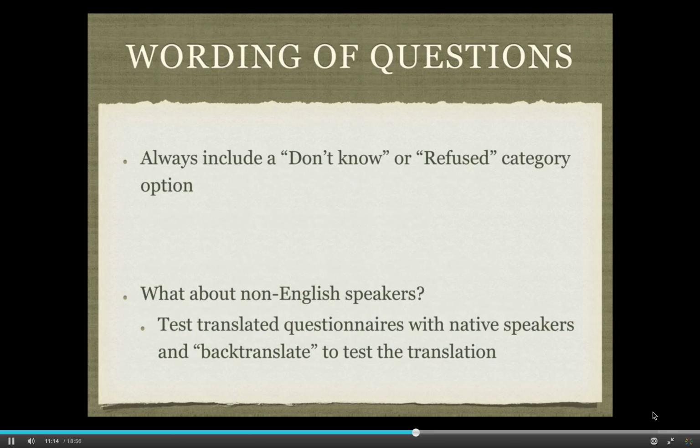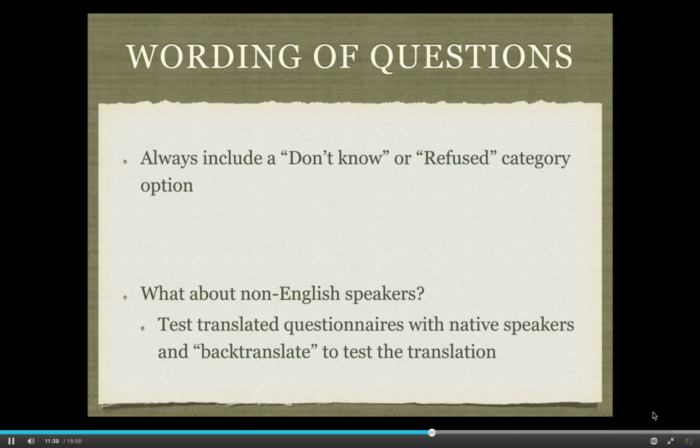Always include a don't know or a refuse category option because, as I've said before, an individual may not know or not remember, cannot recall the specific response, or might outrightly choose not to answer the question that you're asking, particularly if it's a sensitive question about, let's say, income or sexual relations.